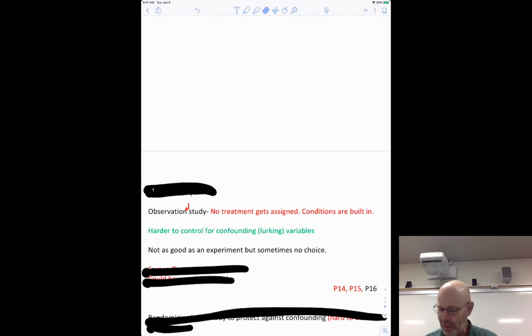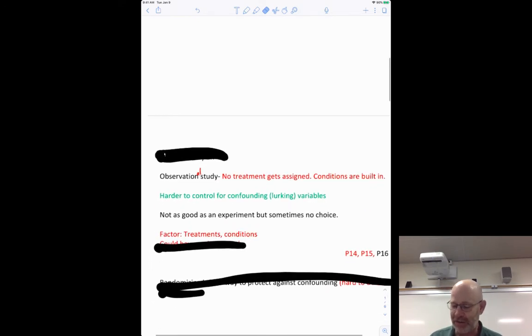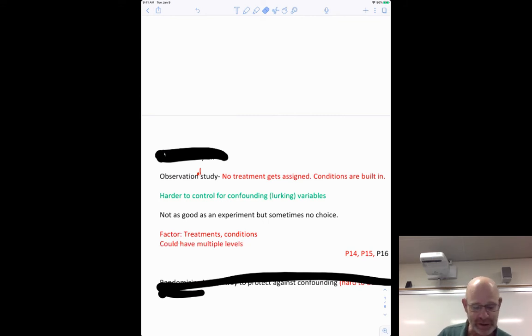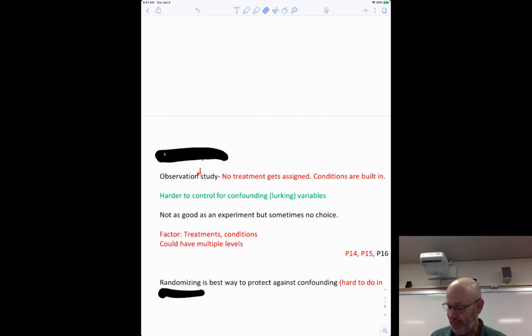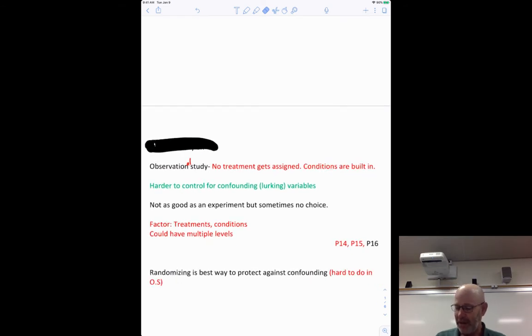All right. So just some words, some definitions. Factors are the treatments or the conditions that you're doing. The pill, the 50 milligram pill, the 100 milligram pill, something like that. You could have multiple of those, and they are called factors or treatments. Okay. And again, the best way to protect against confounding variables or lurking variables is to randomize your grouping. But that's a lot harder to do in an observational study. All right, so let's talk about some things that we go through here.